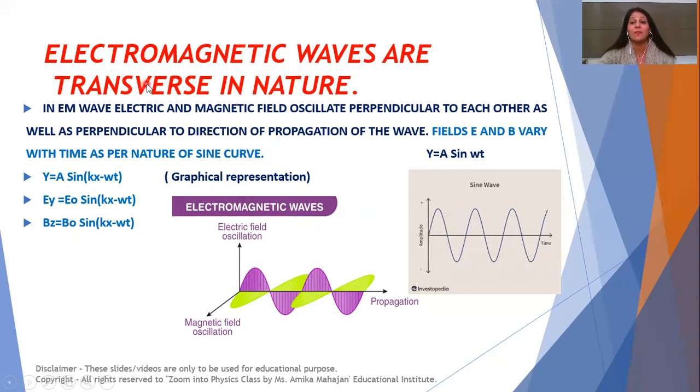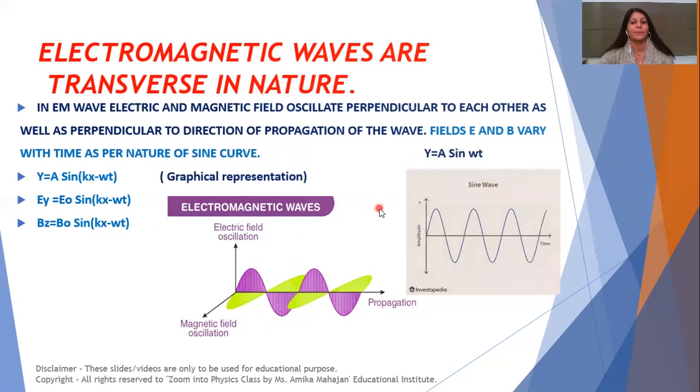Now, electromagnetic waves are transverse in nature. Let's understand what a transverse wave is. The wave in which particles vibrate perpendicular to the direction of propagation of the wave is known as a transverse wave. Now, in this case, what is happening? This purple part, which is showing electric field oscillation, and the yellow part, which is showing magnetic field oscillation, have oscillations in a direction perpendicular to the direction of propagation of the wave. So, electromagnetic waves are transverse in nature.